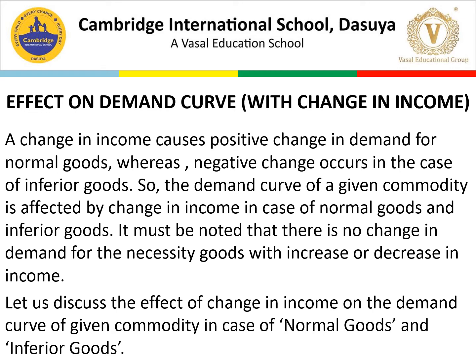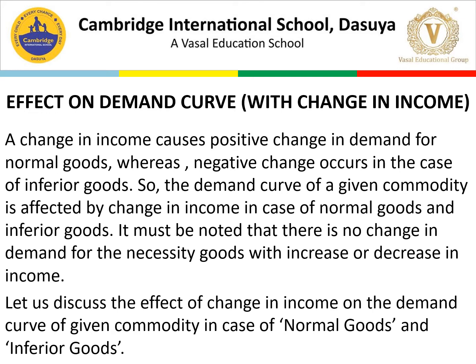A change in income causes positive changes in demand for normal goods, whereas negative changes occur in the case of inferior goods. We have discussed this earlier. The demand curve of a given commodity is affected by a change in income in the case of normal goods and inferior goods. In normal goods they are affected positively, but in inferior goods they are affected negatively. It must be noted that there is no change in demand for necessity goods with an increase or decrease in income.